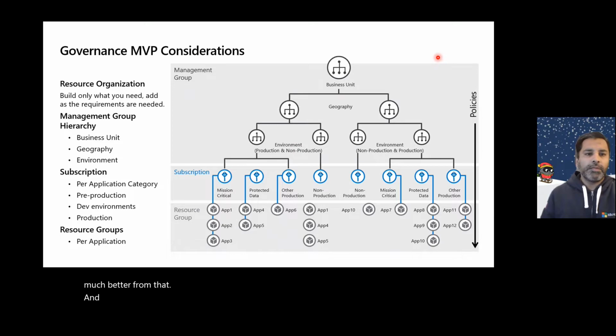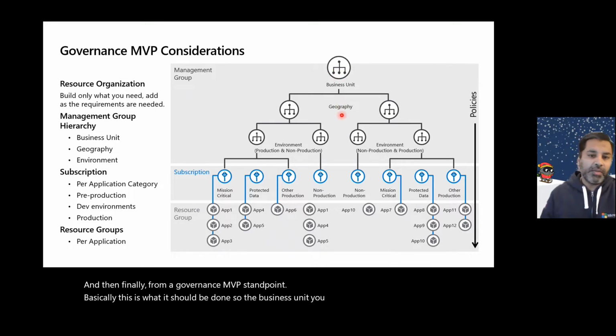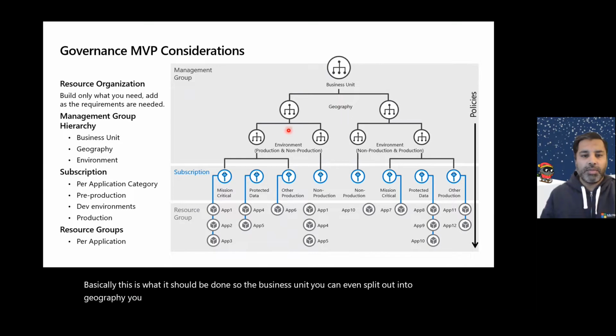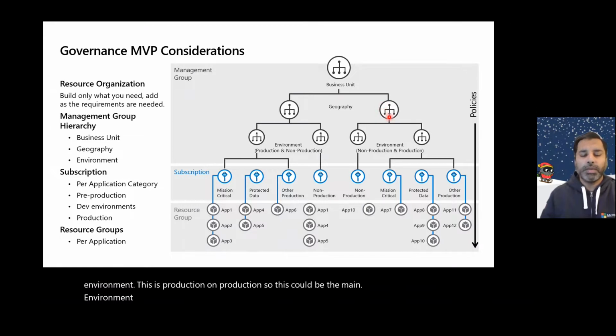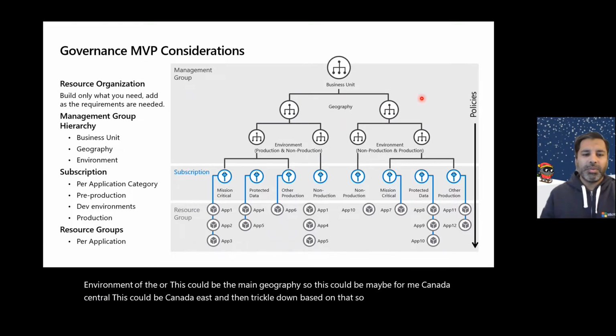And then finally, from a governance MVP standpoint, basically this is what it should be. So the business unit, you can even split it out into geographical locations, then the environment, production and non-production. This could be the main geography, so for me maybe Canada Central, this could be Canada East, and then trickle down based on that. So it really depends how you want to do it.